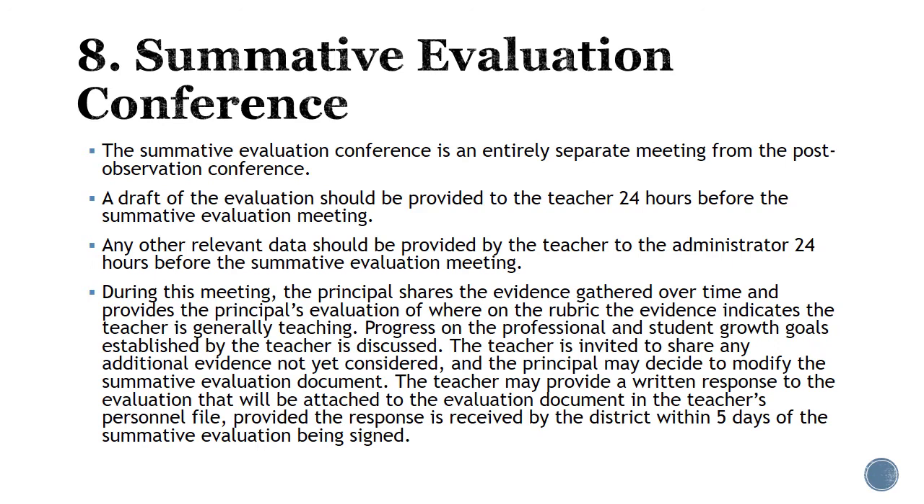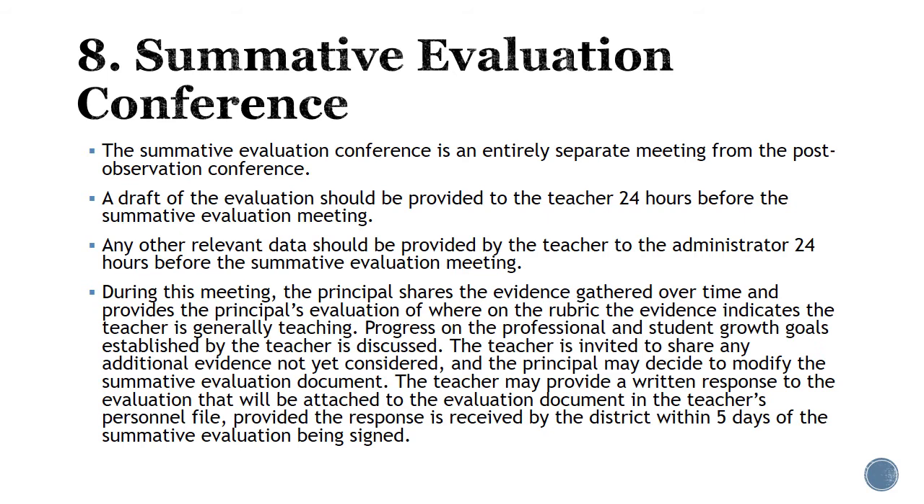While steps 5, 6, and 7 are pretty related to one another and they have to happen in that order, steps 3 and 4, the walkthroughs and informal observations, can and should occur at various times throughout the evaluation cycle. They don't have to go in order. But the evaluation conference must occur separately from steps 5, 6, and 7. That post-observation conference must be separate from the summative evaluation.